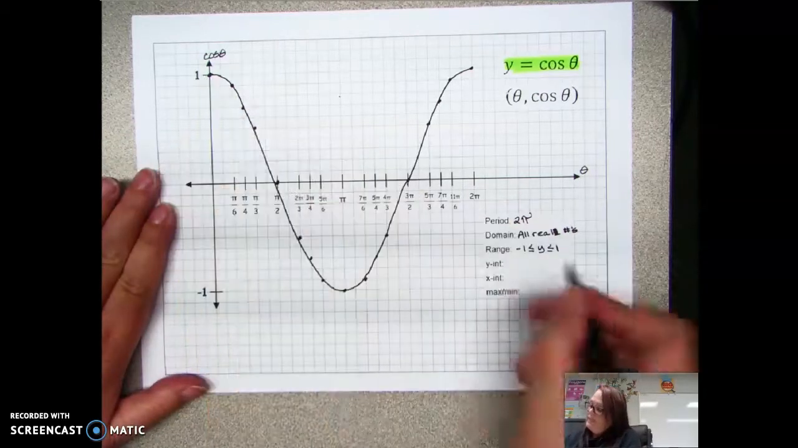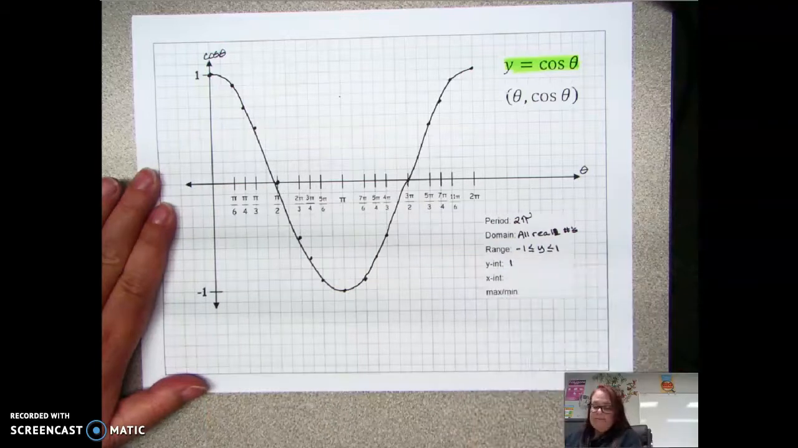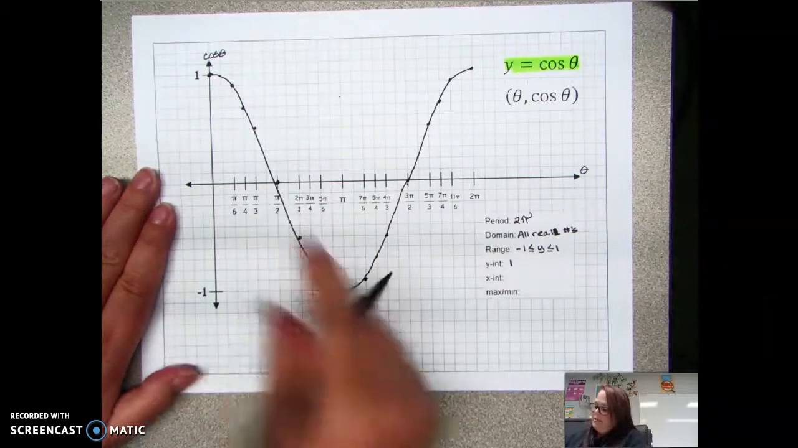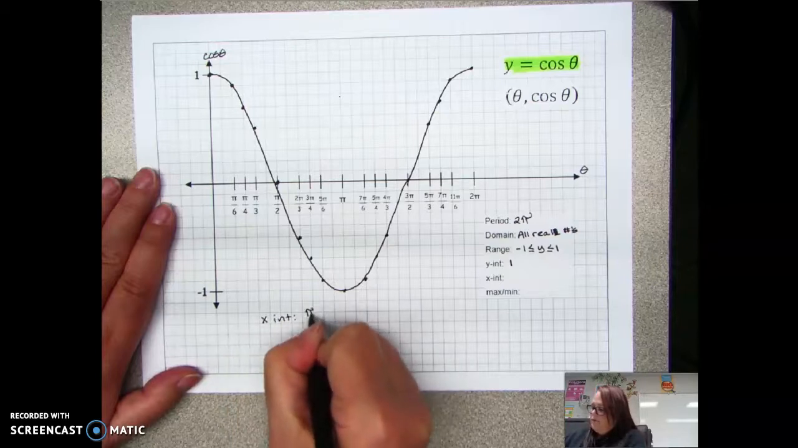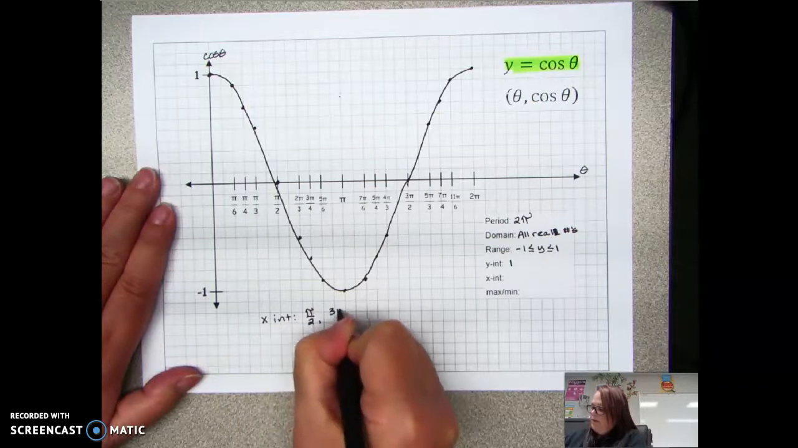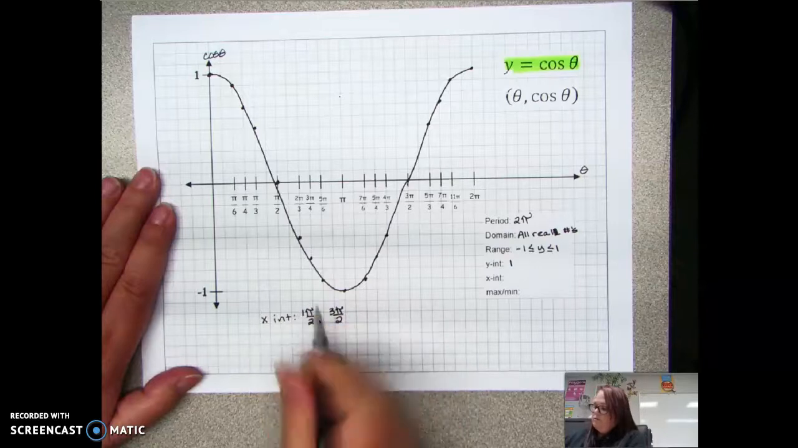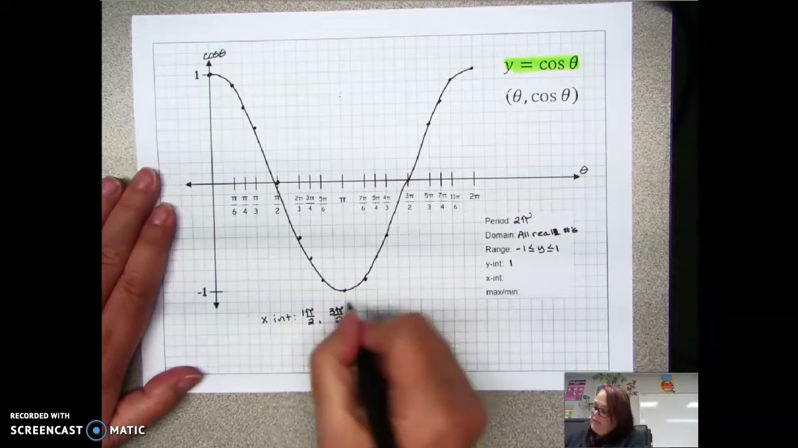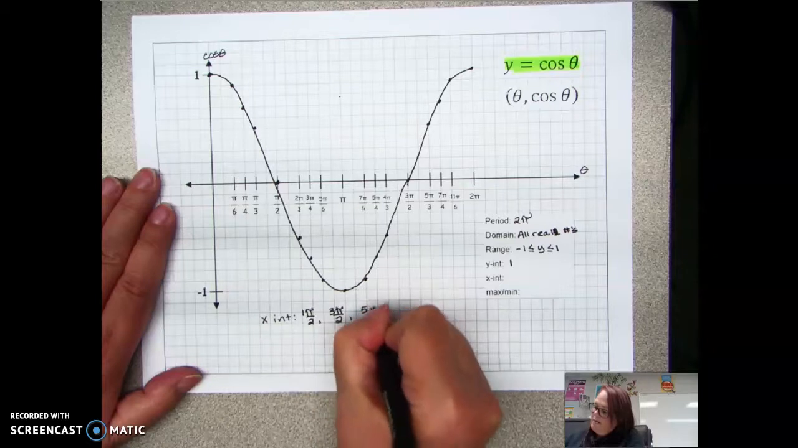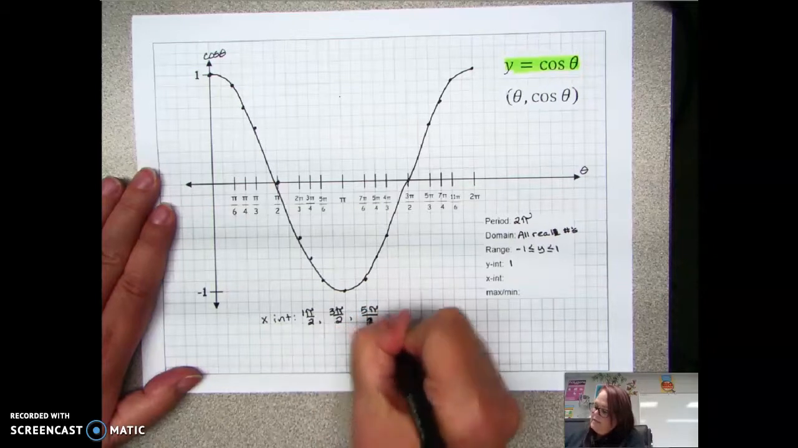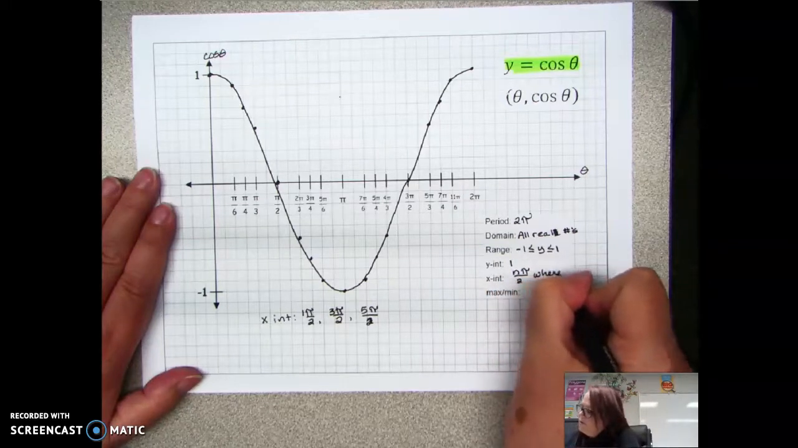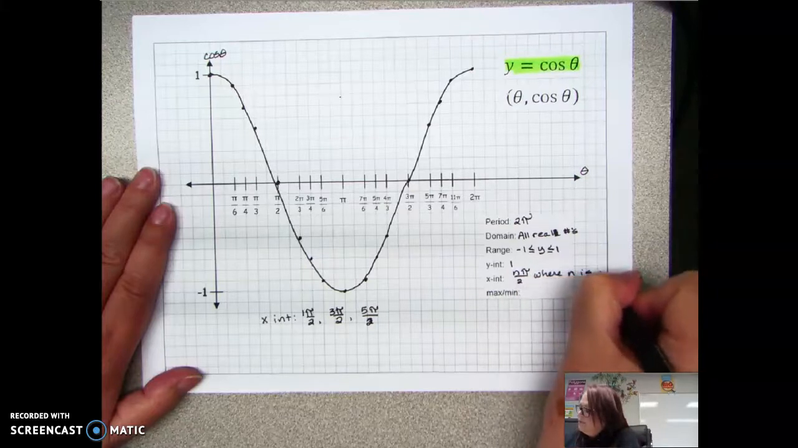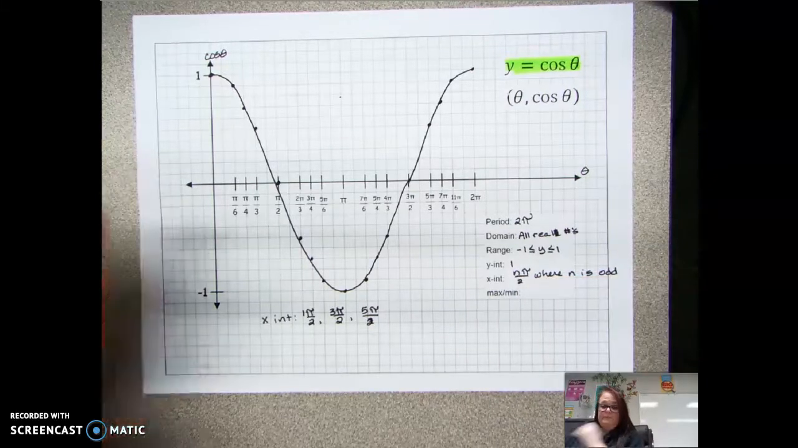My y-intercept is happening at 1. And then my x-intercepts are happening at pi over 2 and 3 pi over 2. So you notice this is 1 pi over 2, 3 pi over 2. And so following that pattern, we'd get 5 pi over 2 and then 7 pi over 2. So this is going to be n pi over 2, where n is odd, or you can say an odd integer.